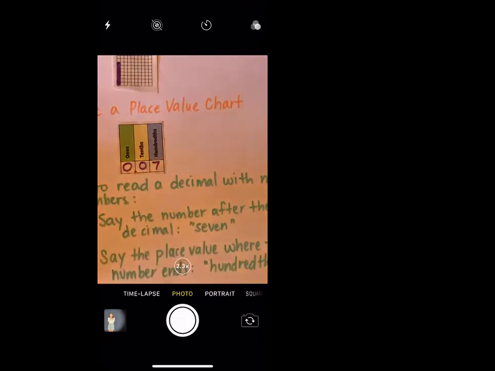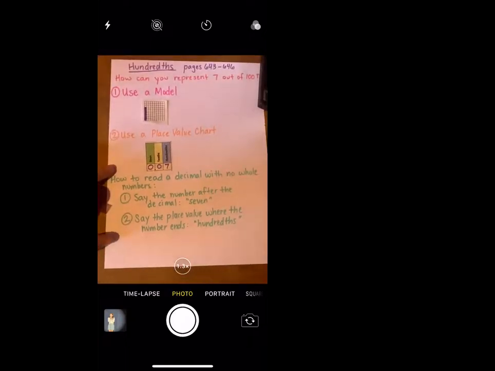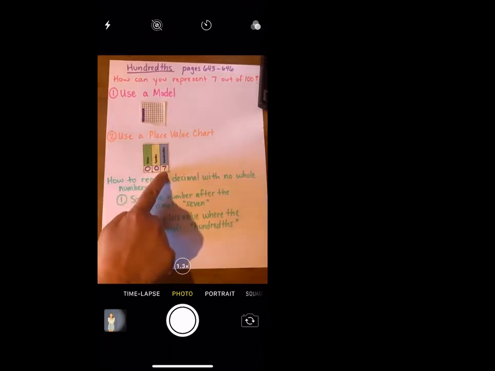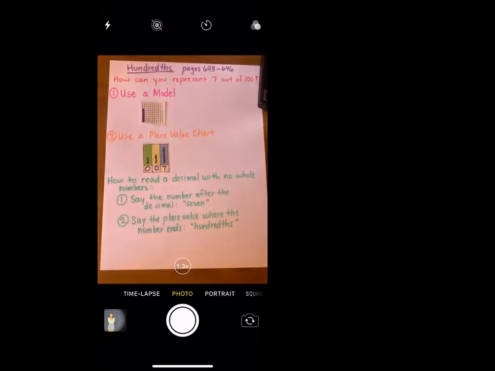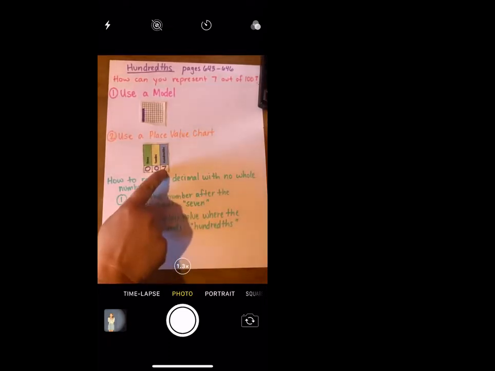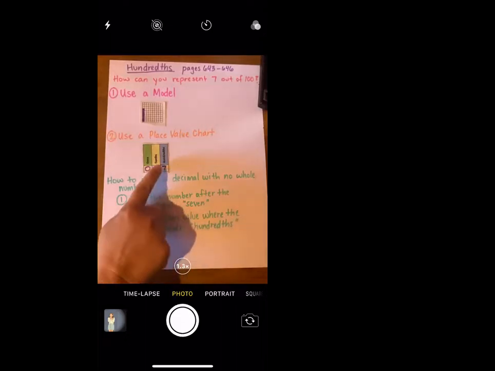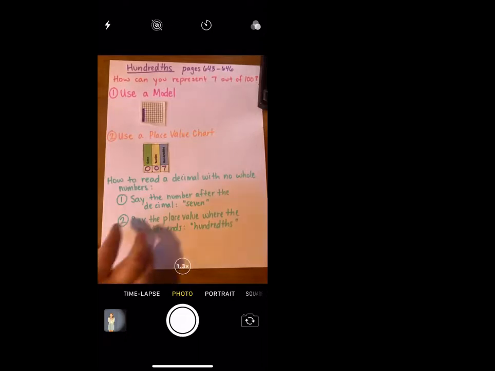Now I want to remind you how we read a decimal with no whole numbers. When there are no wholes present, first we say the number after the decimal. So the number after the decimal here is 7. So we say 7. Second, you say the place value where the number ends. In this case, the number ends in the hundredths, so we say hundredths. So to read this number, we say 7 hundredths. Okay? All right, boys and girls.